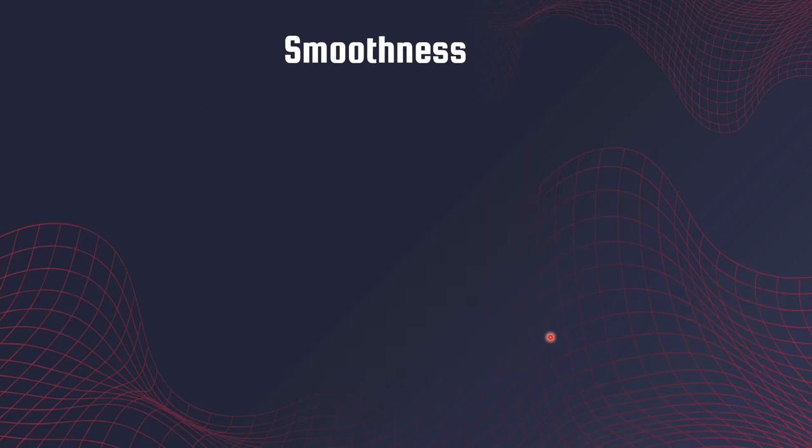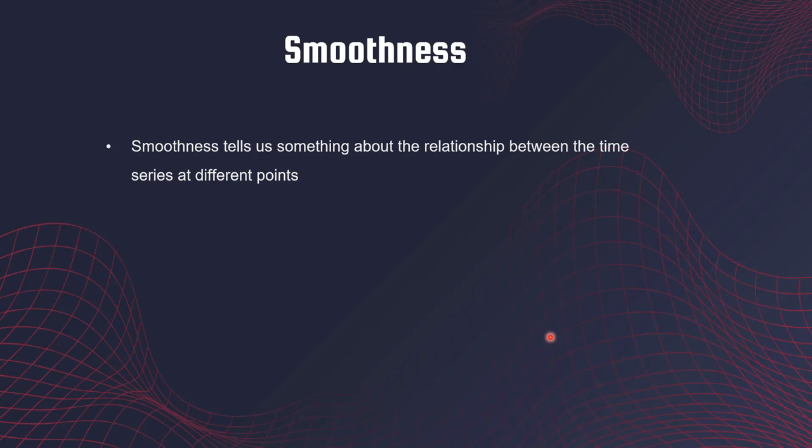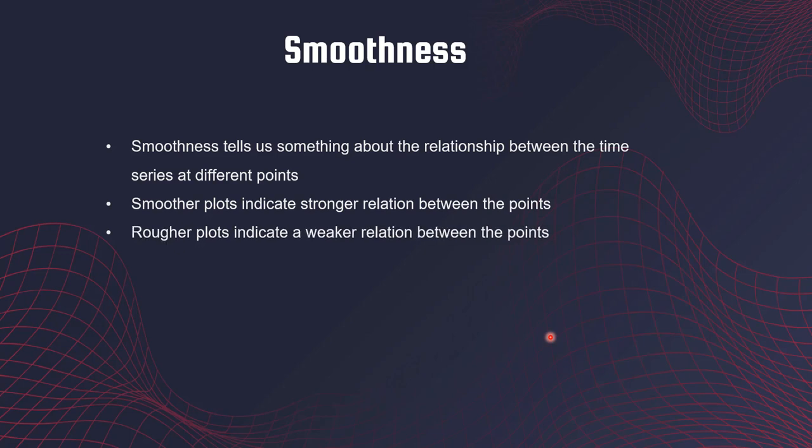So what does smoothness really say about the data points? Smoothness tells us about the relationship between the time series at different points. Smoother plots indicate a stronger relation between points. Rougher plots indicate a weaker relation between the points. So white noise in particular is a time series where all of the time points are uncorrelated. If there is no linear relation between the points, then we call that a white noise.